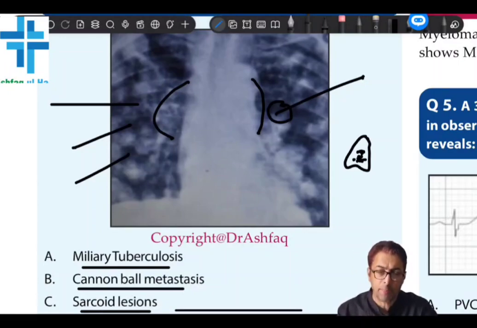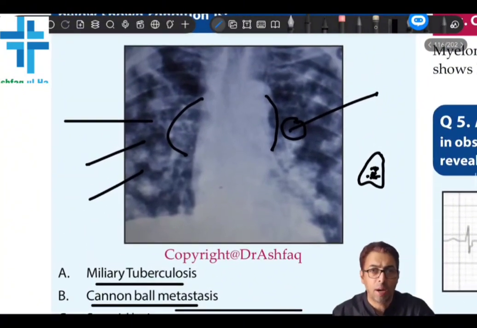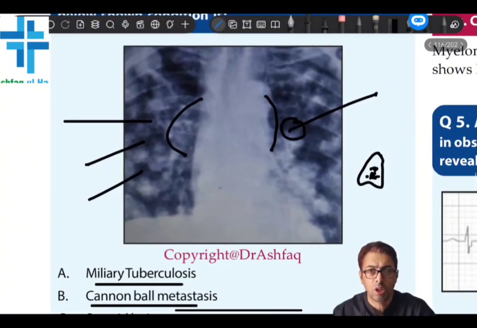Now, primary lung cancer would present as a solitary lesion. It could be present in the upper lung zone, the mid lung zone, or the lower lung zone, and there would be an irregular cavity. But over here, there's nothing of that sort. So we are left with option B, cannonball metastasis.